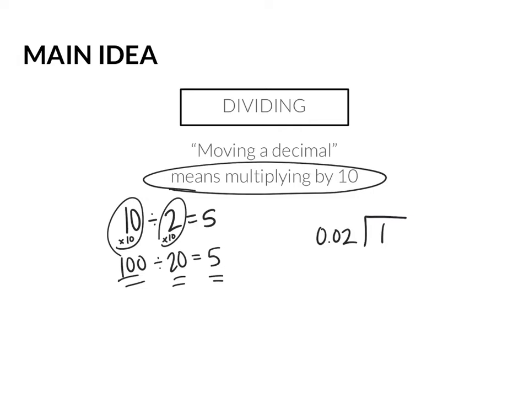Well, if I have a decimal in a long division problem, I can move that decimal 2 places by multiplying by 10 twice and multiply by 10 twice here as well. And it's going to give me that same answer that I would have gotten if I had been able to do this in my head. 2 goes into 100 50 times, gives me 100 even, which means 2 hundredths goes into 1 50 times.